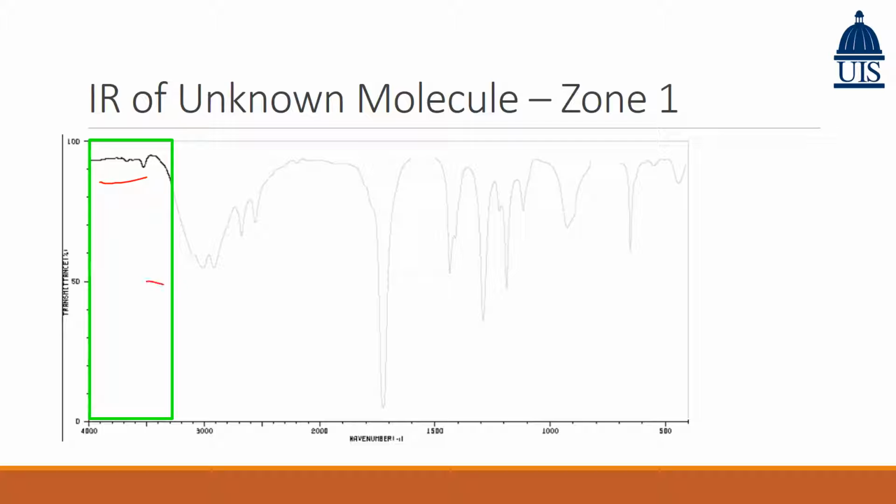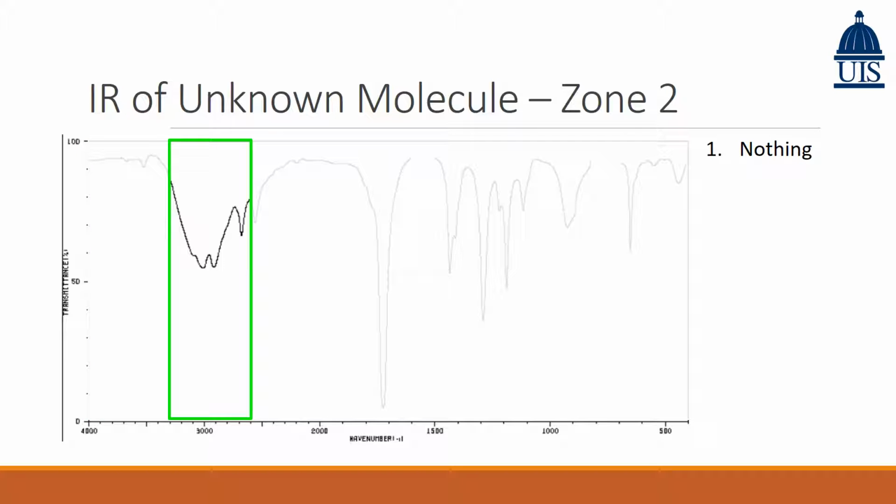Now, like we were saying, alcohols may spill over, amides may spill over a little bit, so we've got to keep an eye out for that in zone 2, but nothing really in zone 1. All right, moving into zone 2.